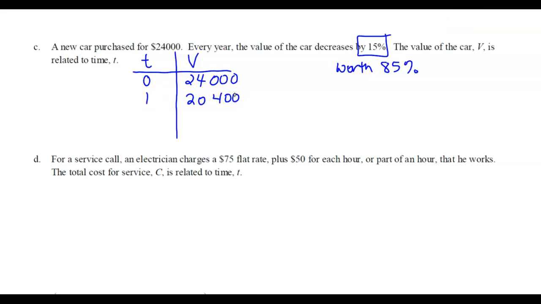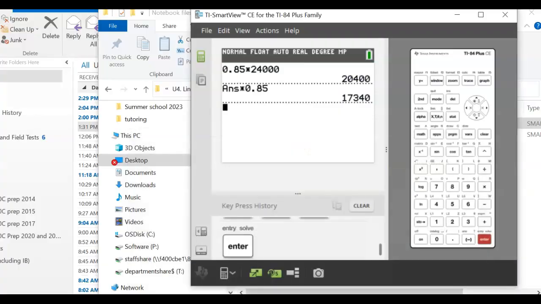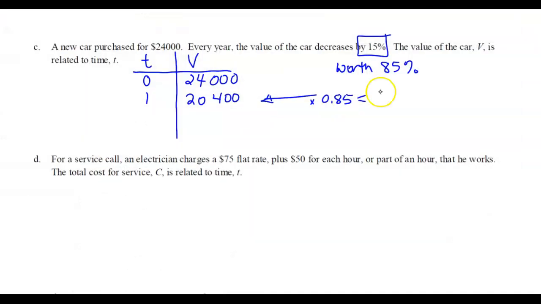Okay, it's 15% reduced the next year, but it's a percentage and it's based on the previous year's value. So now when we take 85% of this, what do we get? If it's still in our calculator, we multiply times 0.85 and it's going to be 17,340.